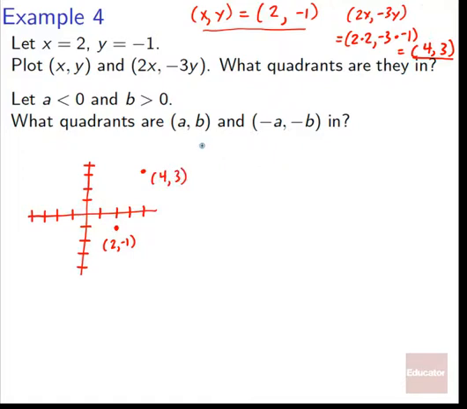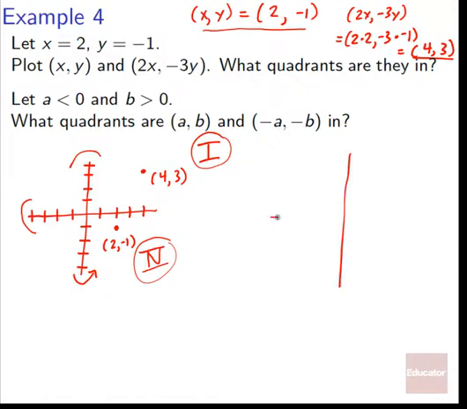So 4, 3 is in the first quadrant, and we count counterclockwise 1 to 2, 2 to 3, 3 to 4, and so this is in the fourth quadrant. So fourth quadrant, first quadrant, and there they are plotted. What if we wanted to figure out what quadrant a is less than 0, b greater than 0 would be in? Well, we don't actually know what A is. We don't actually know what B is, but we have enough information to figure out what quadrant it's in.